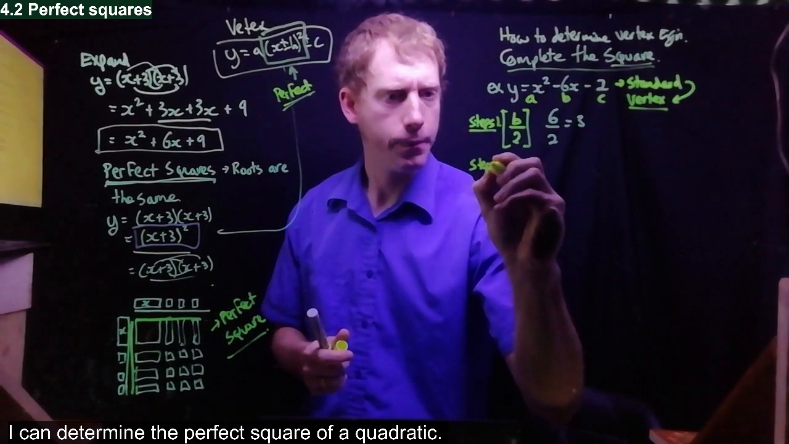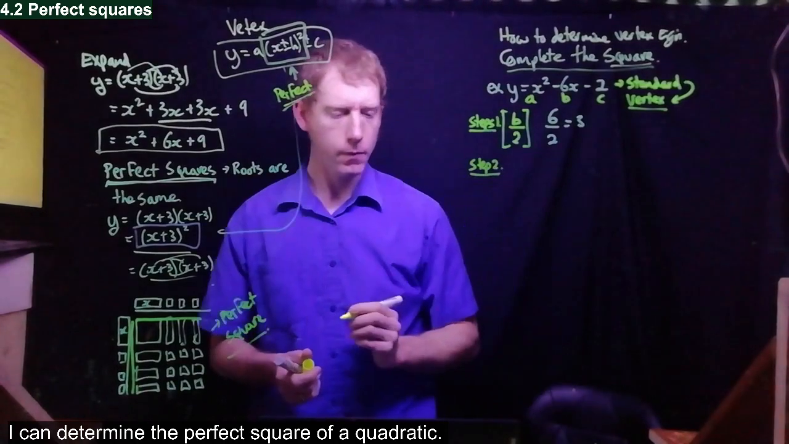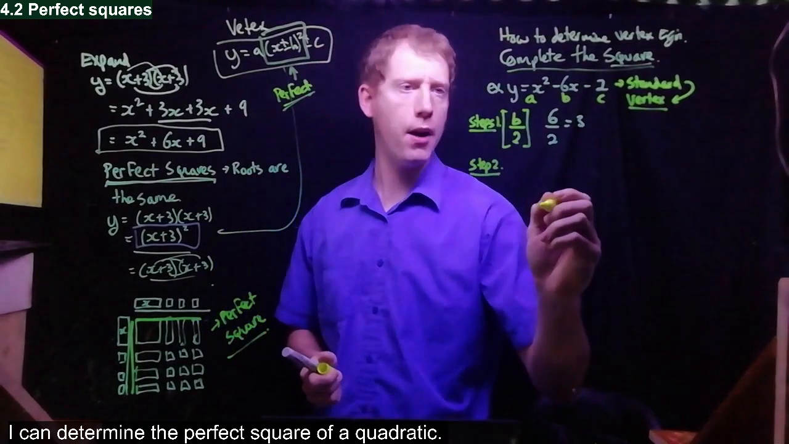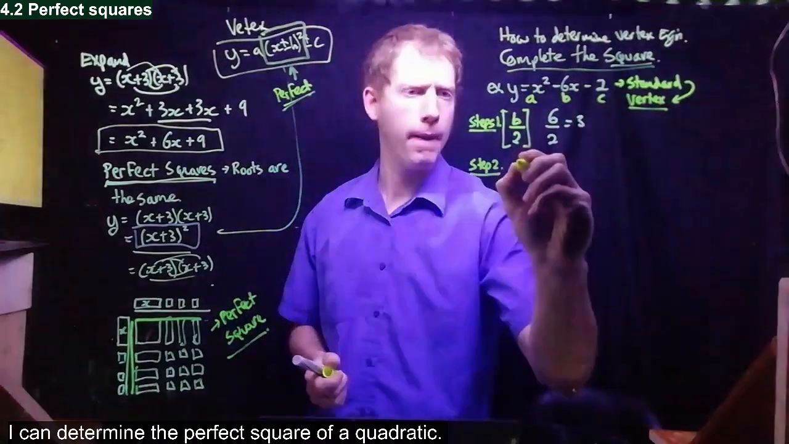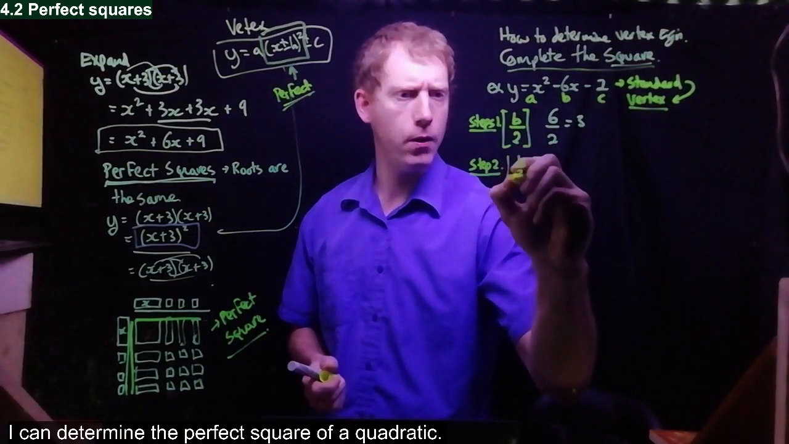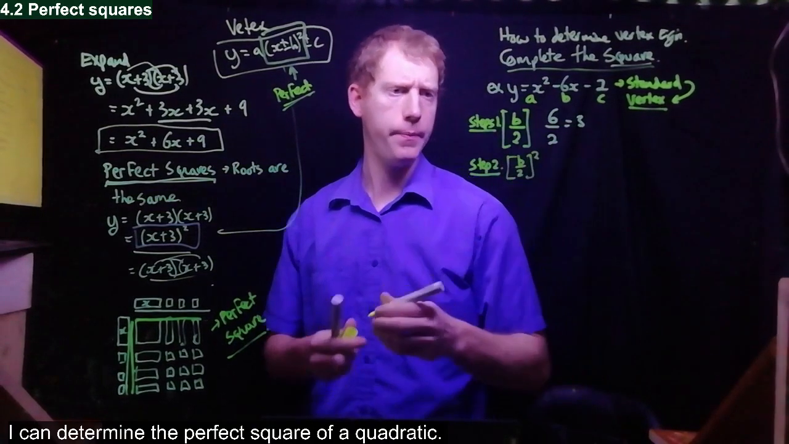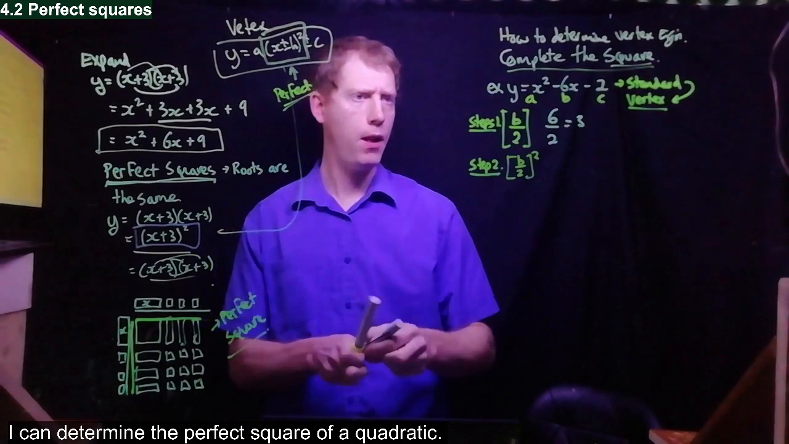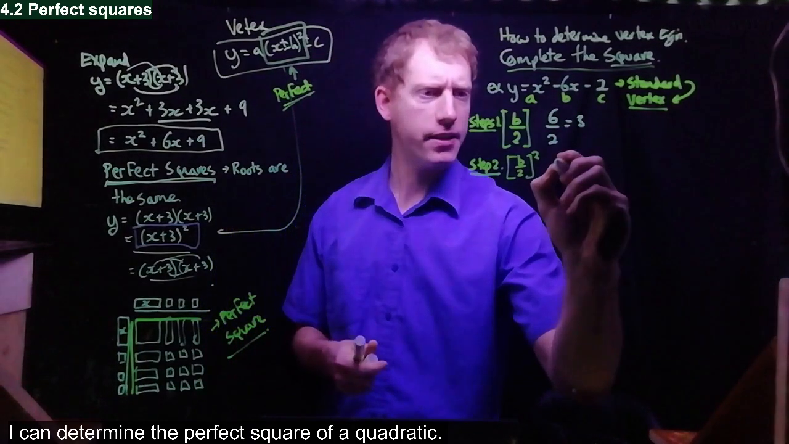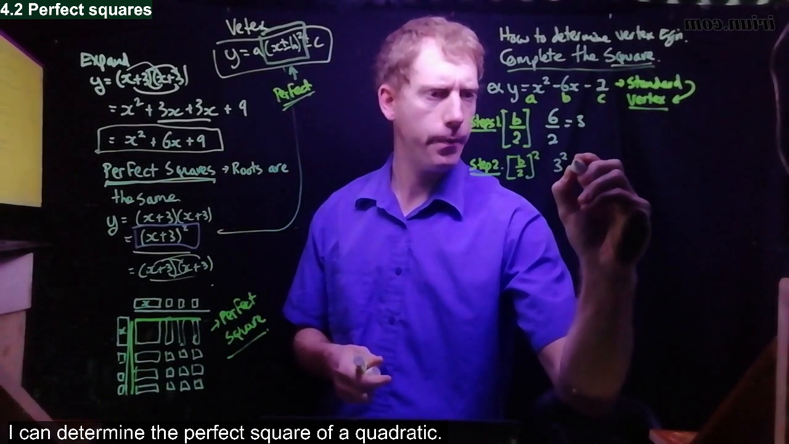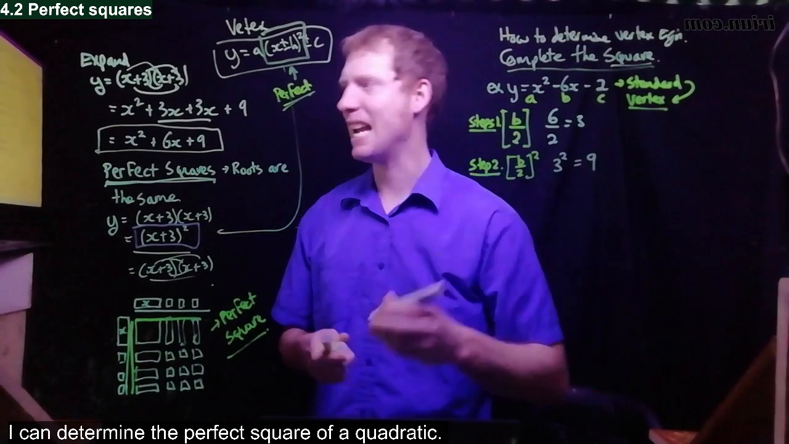Step 2. You're going to square the result. B over 2 squared. Well, that's going to be the same as 3 squared. We're going to get 9.